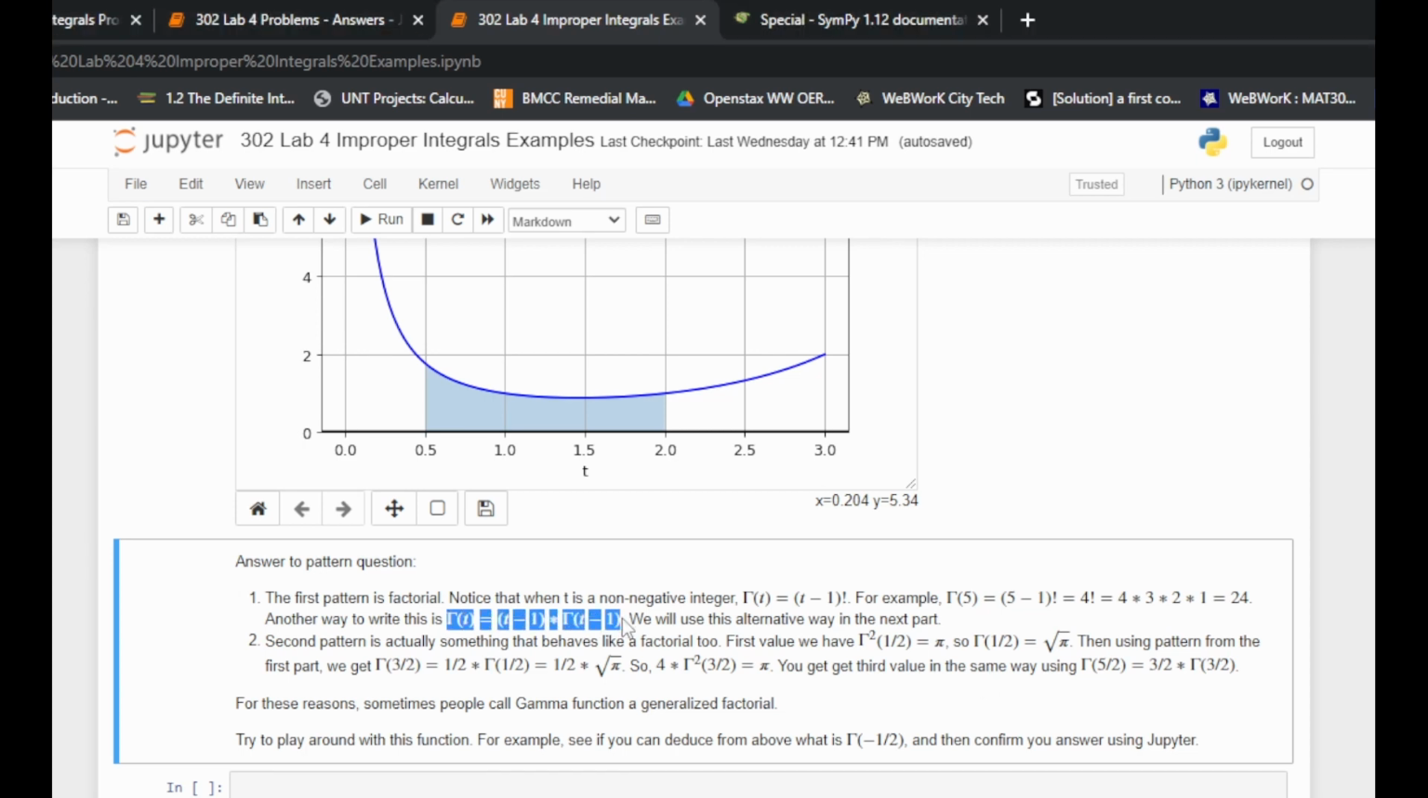So since this rule seems to work for any value of t, we sometimes call the gamma function a generalized factorial function. In essence, it generalizes how factorials work for non-integers. So try to play around with this function and, for example, try to see what gamma of negative a half is. In fact, try to do this without using Jupyter, instead using this property and the fact that gamma of positive 1/2 is root pi. And then try to confirm your answer with Jupyter, see if you got it right.